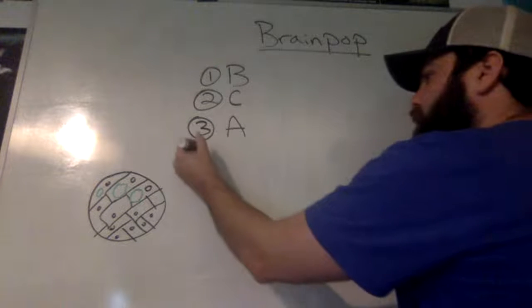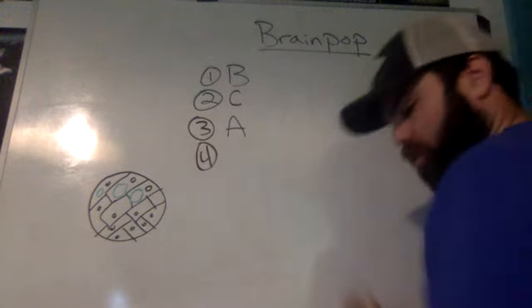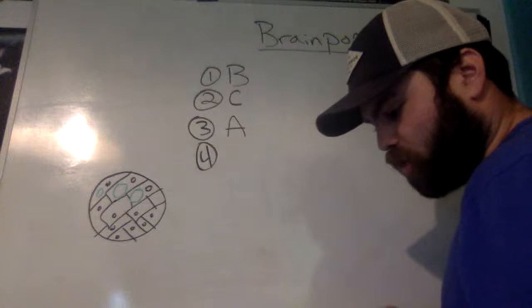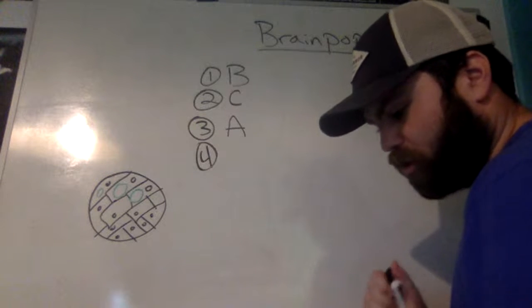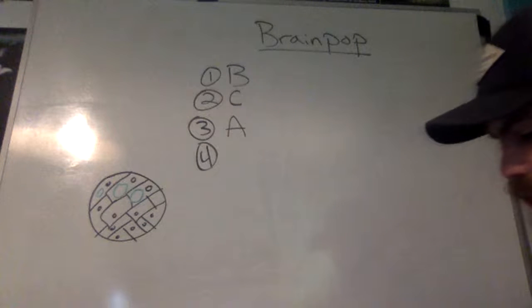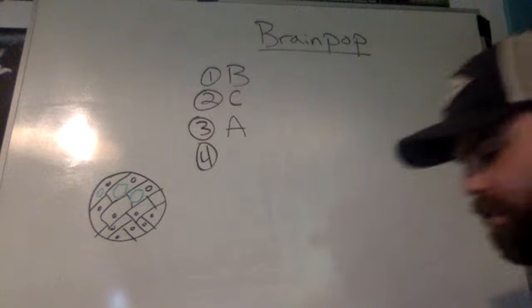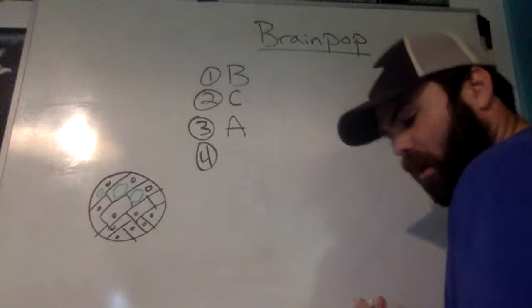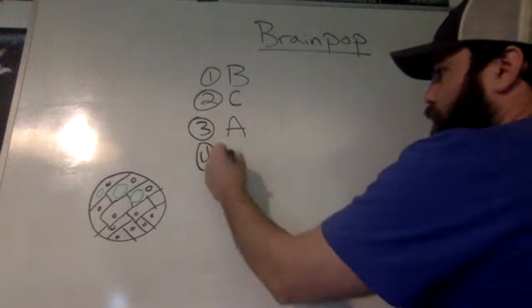All right. So let's go to number four. Number four, which part of a microscope forms an enlarged image of a specimen? Those are going to be the objective lenses. It's like a magnifying glass. There's three of them on the microscope. So number four is going to be D.